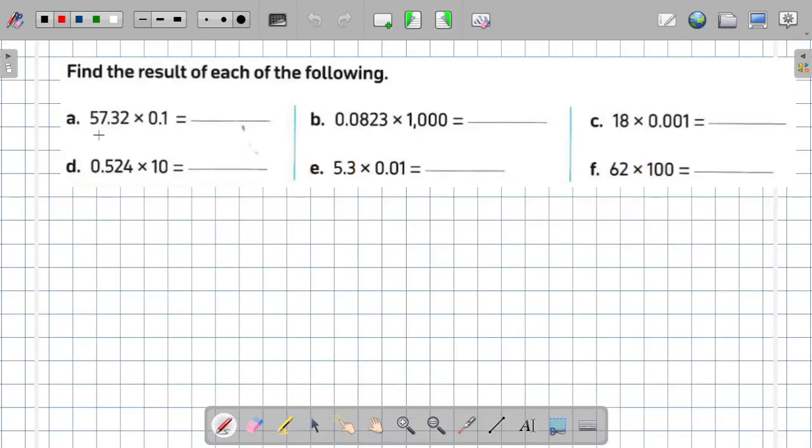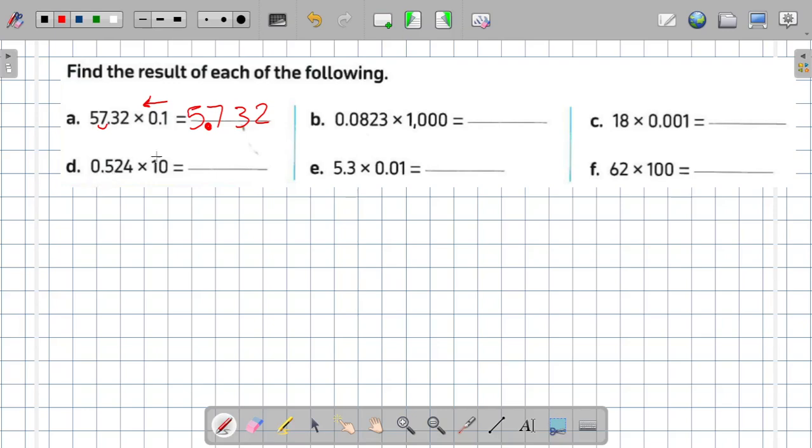Okay, let's try again. I have the first one here, I have 57.32 by 0.1 or 1/10. So I will move the decimal point to the left one place. So I have 5, 7, 3, 2, and the decimal point will move to the left, so the decimal point between 5 and 7.